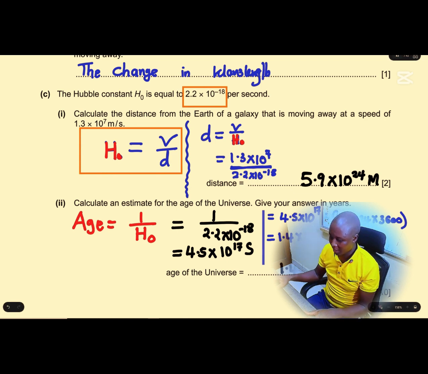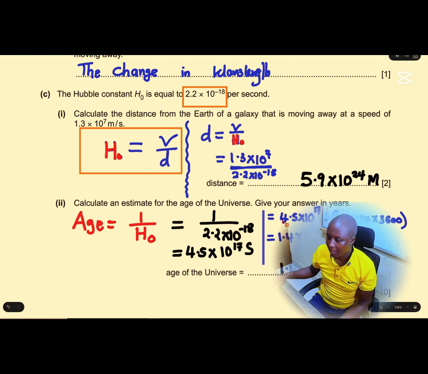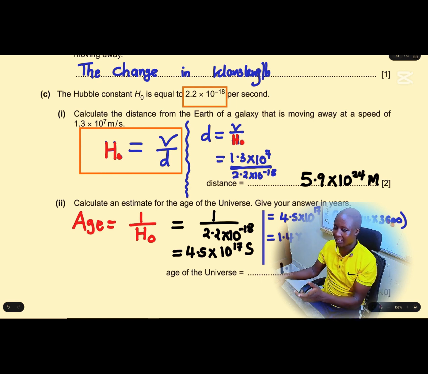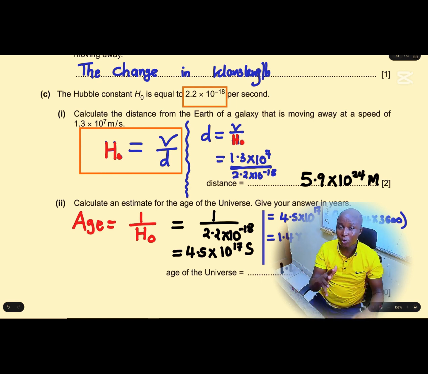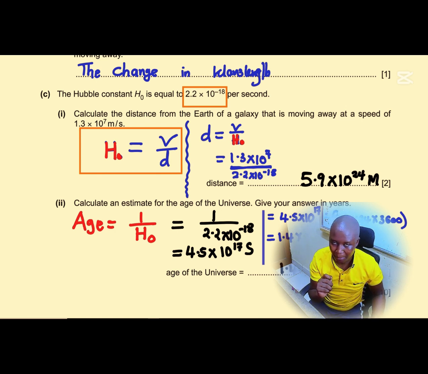But here we are supposed to work out the age of the universe in years. So you are going to say this time in seconds divided by 3.3 times 365 days times 24 hours times 3,600. So anytime you're going to be asked a question from space physics, you remember that.